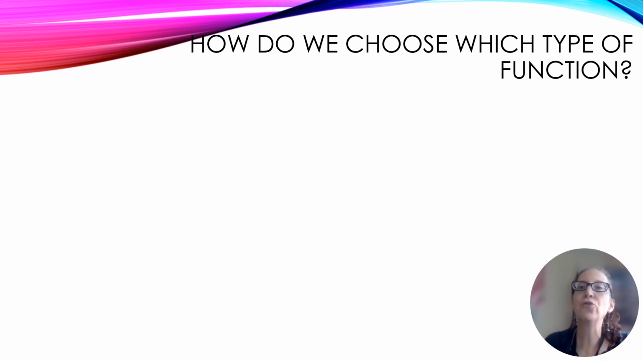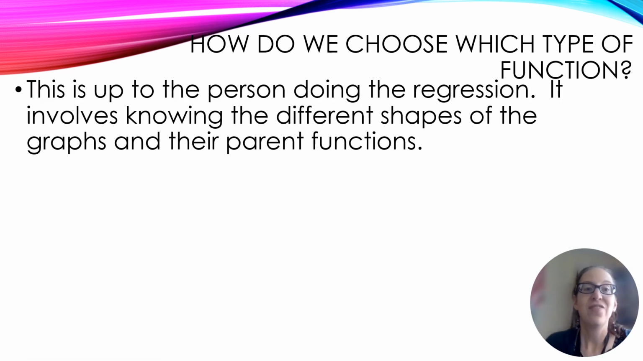So how do we choose which type of function? If the problem says write a linear function to model this data, then you know you're going to pick y equals mx plus b because it's a line. But what if it doesn't say? In a real life example, for those of you that are interested in science and engineering or finance, there's no power that be that tells you this is a line or this is a parabola or this is exponential. So it is up to you to decide. This is up to the person doing the regression.